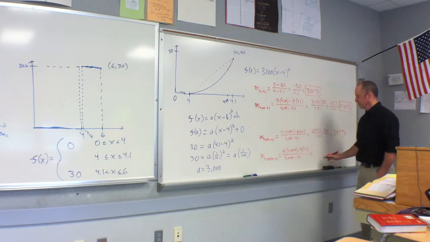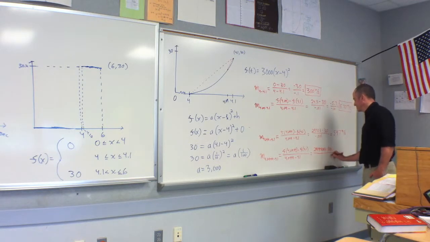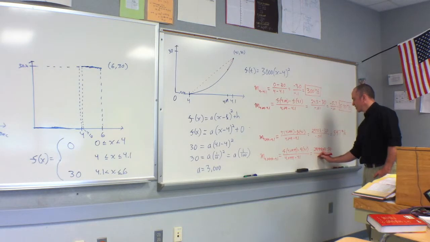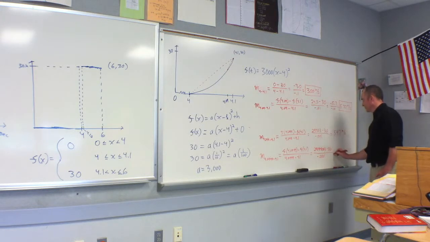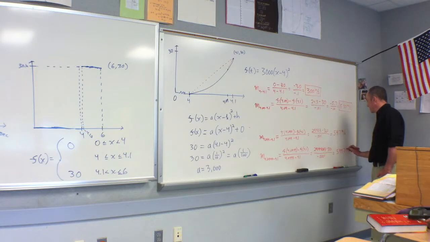Okay, so you get 29.94003 minus 30, over negative 1 times 10 to the negative 4. So, 4 spaces, 3 zeros. You get 599.7 inches per second.